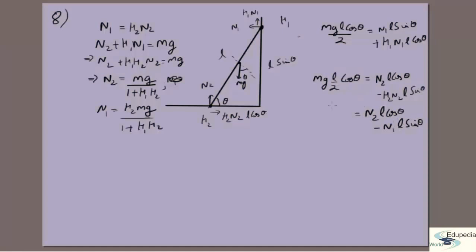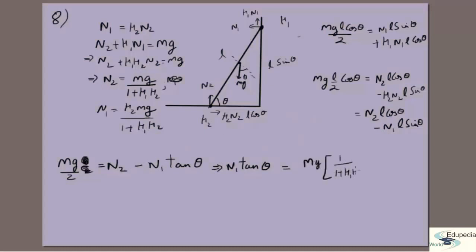We divide this whole equation by cos theta. What we get is mg by 2 is equal to N2 minus N1 tan theta. So from that I get N1 tan theta, which is in a lot of the options, that's why I'm doing that, is equal to N2 minus mg by 2. And what is N2? This thing. So mg times 1 by 1 plus mu1 mu2 minus 1 by 2, which is mg, the denominator is 2 times 1 plus mu1 mu2, 2 minus 1 plus mu1 mu2 is 1 minus mu1 mu2, or mg by 2 times 1 minus mu1 mu2 by 1 plus mu1 mu2.